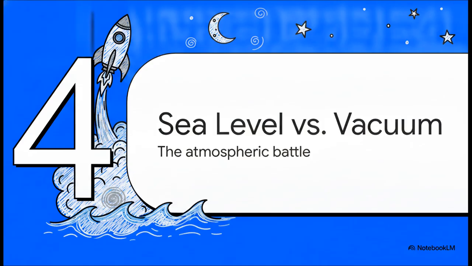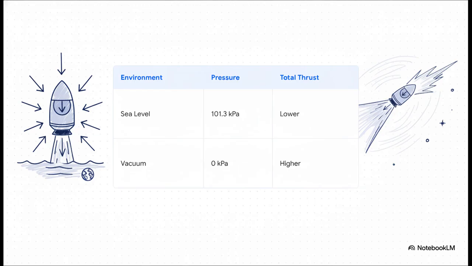Section 4. Sea level versus vacuum, the atmospheric battle. Get ready for a bit of a plot twist here, because the environment drastically changes a rocket's performance as it ascends. A rocket doesn't just sit on the ground, right? It climbs. And as it goes up, the environment changes drastically.